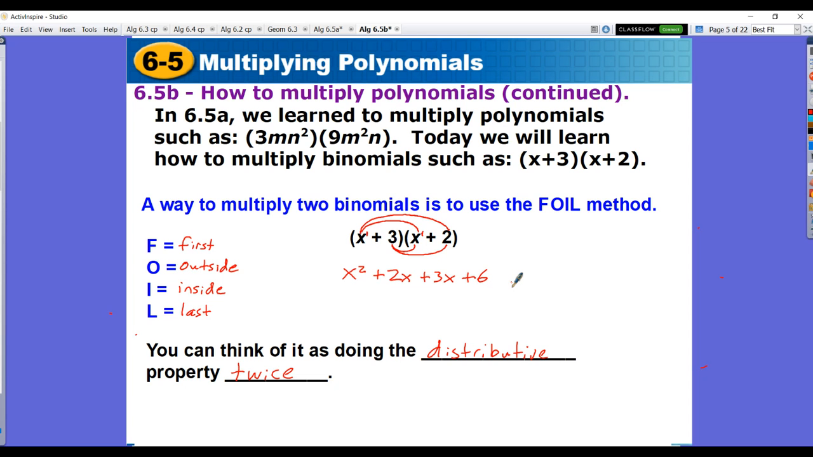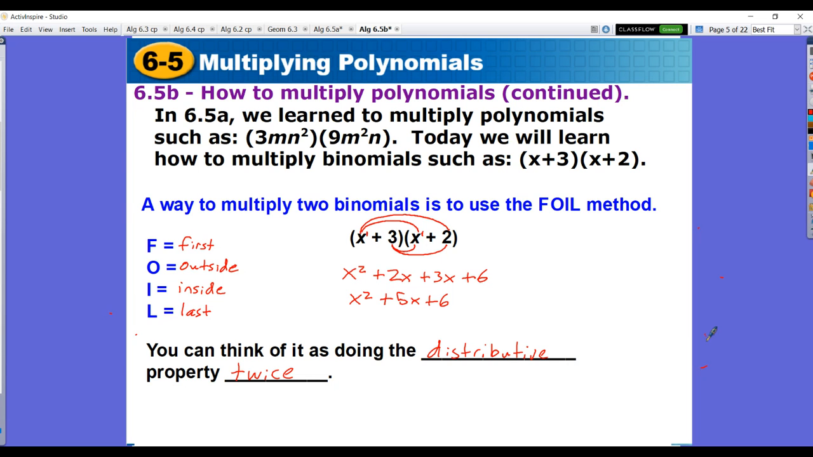All right, so now what we can do, there's actually some like terms. We can simplify this more because we have like terms that we can combine. We have a 2x and we have a 3x. They have the same exact terms because they both have just a single x with them, so they can combine together. So we would have x squared by itself plus 5x because we can add those, and then plus 6. All right, and that would be our final answer.